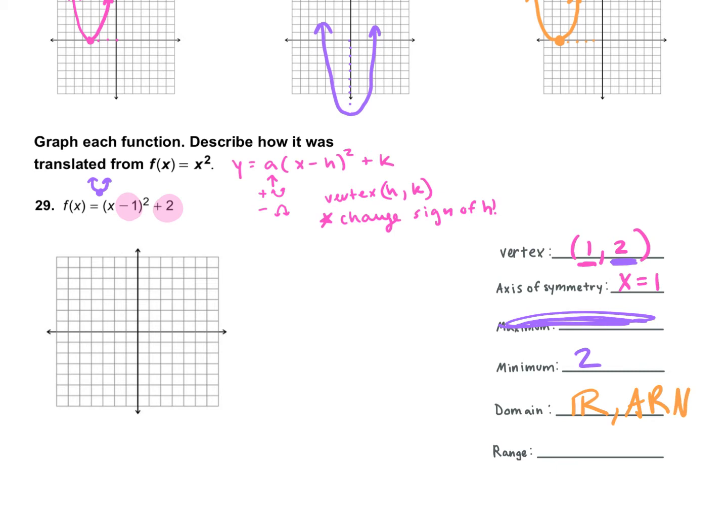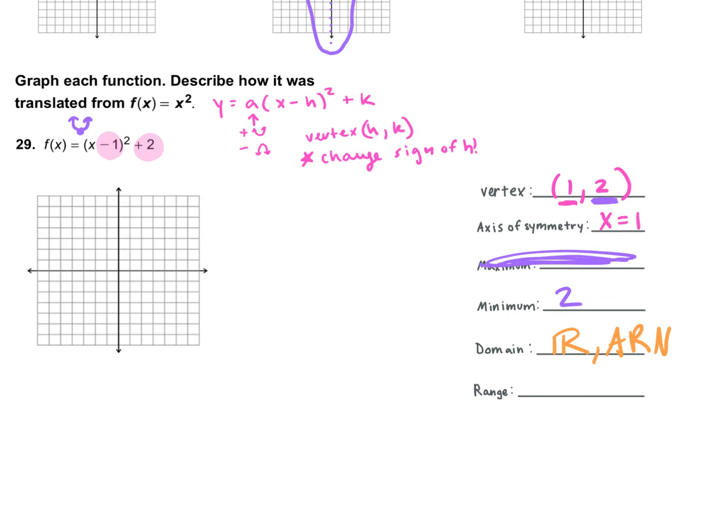And then what would my range be? Does it go up to infinity or down to negative infinity? Up to infinity. So remember, you start with the smallest number and end with the largest. So infinity, is that going to be the smallest or the largest? The largest. And then what does it start with? 2. Because you always repeat the k. Your range has the k in it. So the number gets the bracket, the infinity gets just the parenthesis. Infinity always just gets the parenthesis.